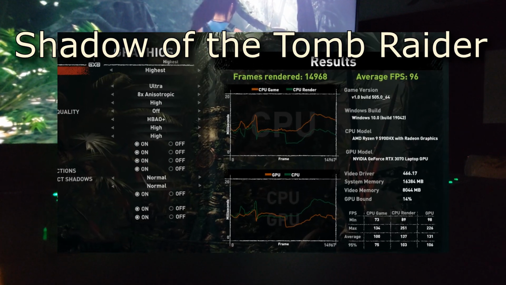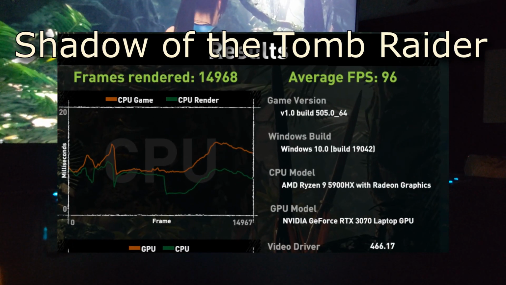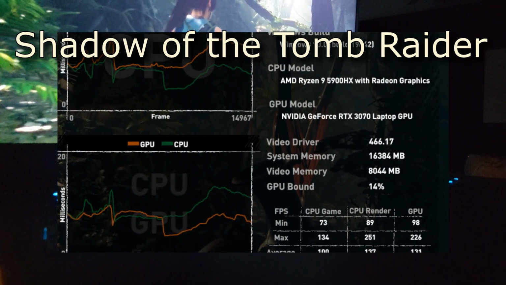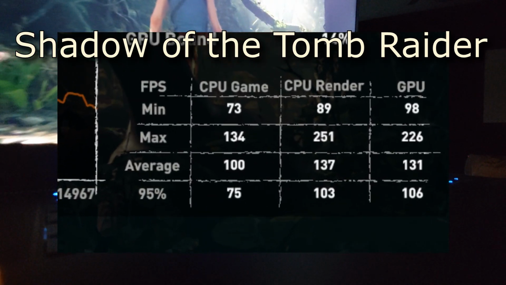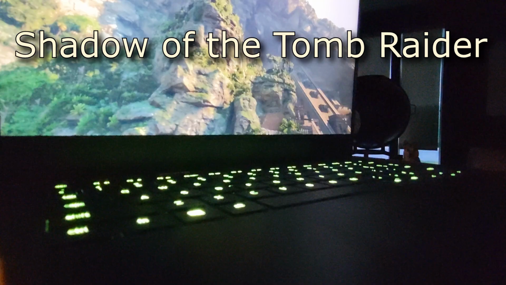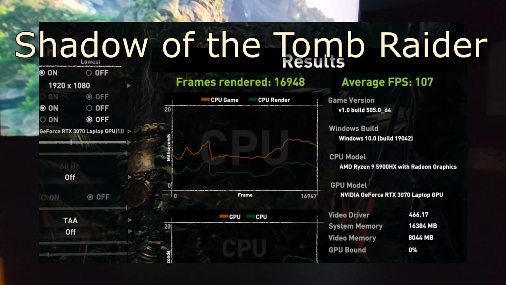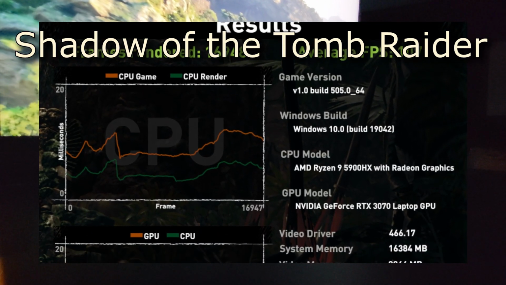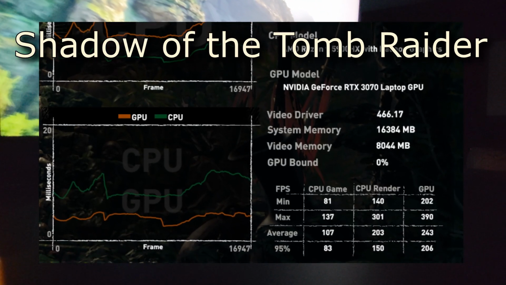While on an external display at the highest setting, the average FPS jumped to 96 with a min of 98 and a max of 226 for the GPU. Lowest settings had an average FPS of 107 and a min of 202 with a max of 390 for the GPU.